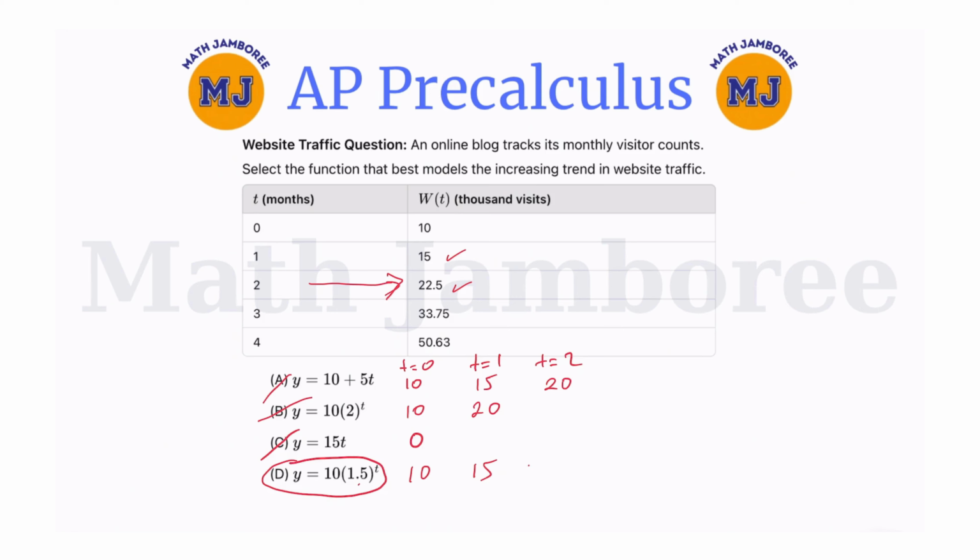But when you put t equals 2, this becomes 10 times, you can imagine it this way. Let me show you. 10 times 1.5 to the power of 2 means 1.5 times 1.5. You can do the algebraic calculation this way: 10 times 15 over 10 times 15 over 10. So this cancels this out. 15 times 15 is 225, divided by 10 is 22.5 thousand, which works with our given data.